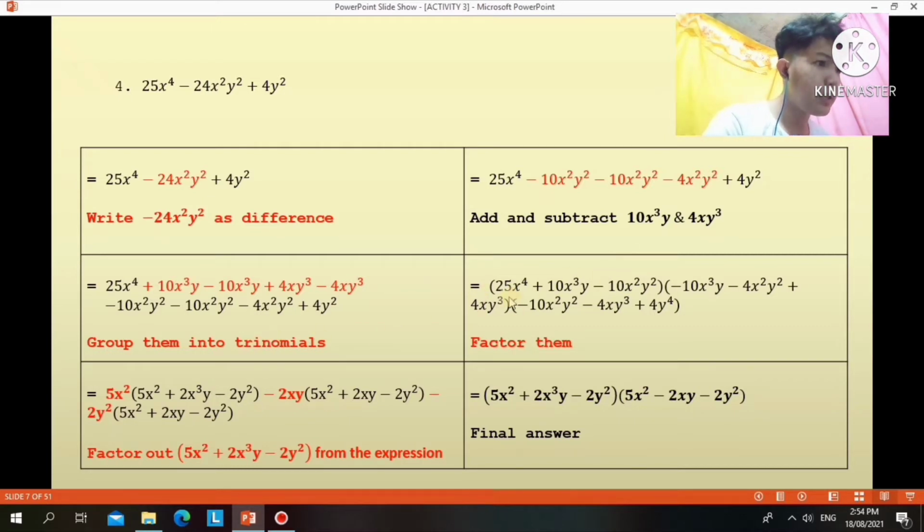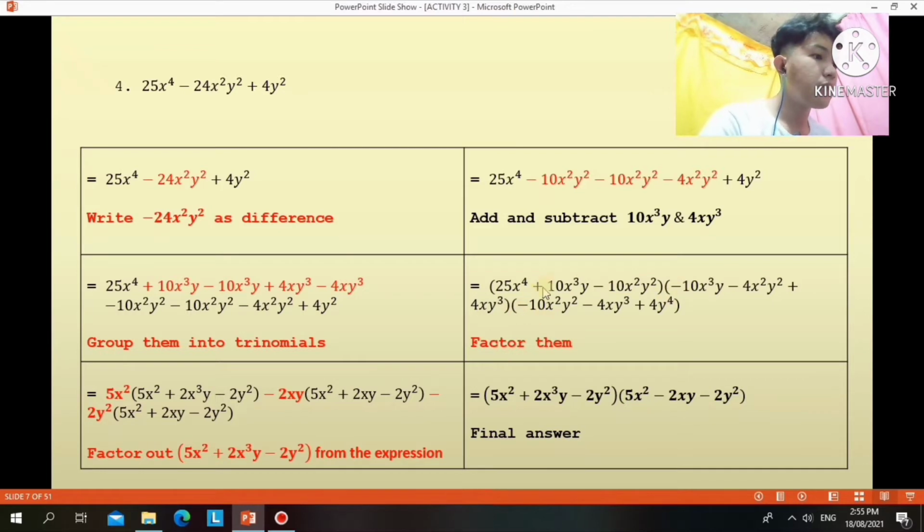So our trinomials are 25x raised to 4 plus 10x cubed y minus 10x squared y squared, then negative 10x cubed y minus 4x squared y squared plus 4xy cubed, then negative 10x squared y squared minus 4xy cubed plus 4y raised to 4. So you can factor them out.